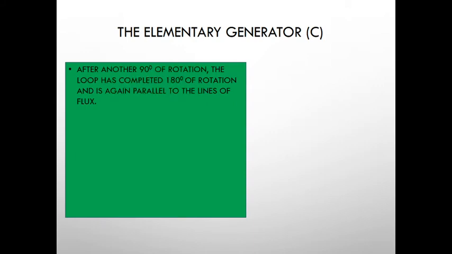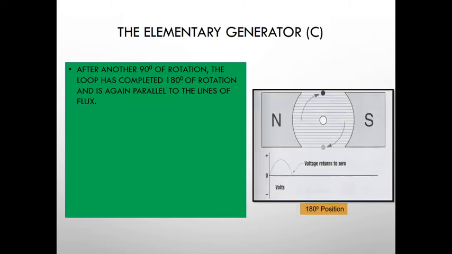Okay, after another 90 degrees of rotation, so 90 plus 90, 180, it is parallel again. You can see the black conductor now on the upper side and the white at the bottom. As the loop was turned, the voltage decreased until it again reached 0. So the reading was maximum at 90 degrees, then went down at 180.